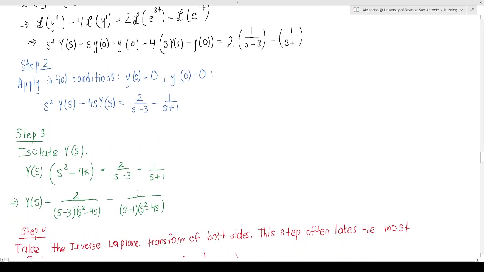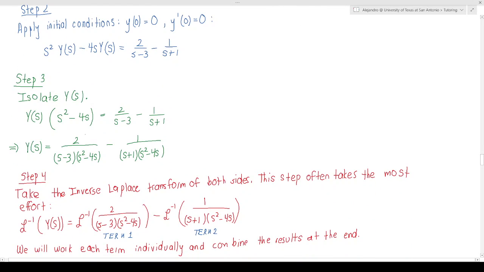The goal in step 3 is to isolate big Y of s. So we're going to factor Y of s out. We have big Y of s times s squared minus 4s equals 2 over s minus 3 minus 1 over s plus 1. Then we're going to divide by s squared minus 4s, so we end up with these two terms here.